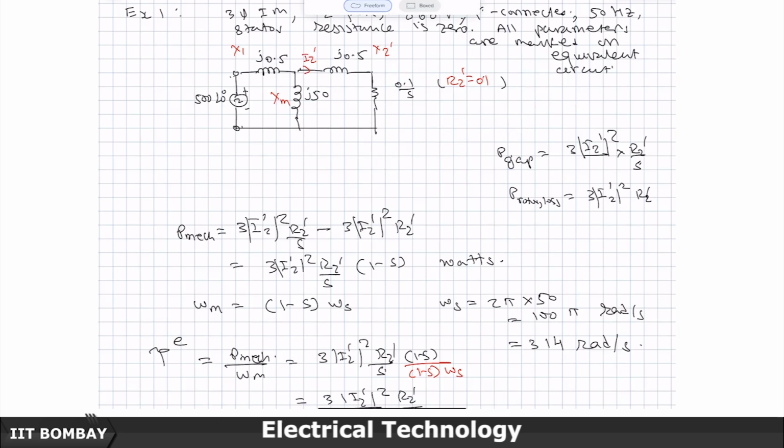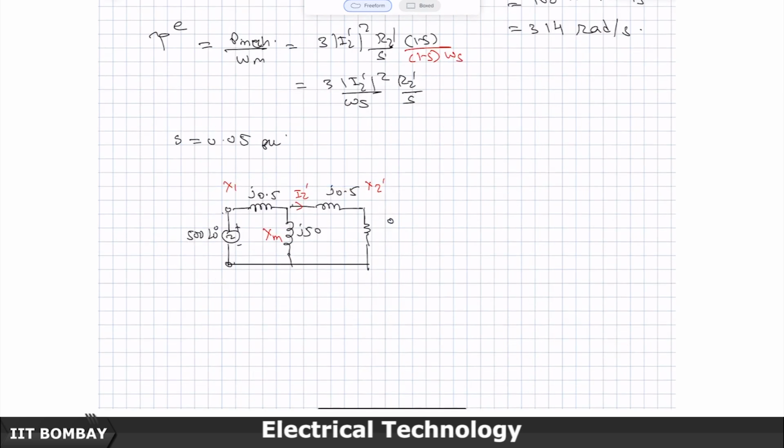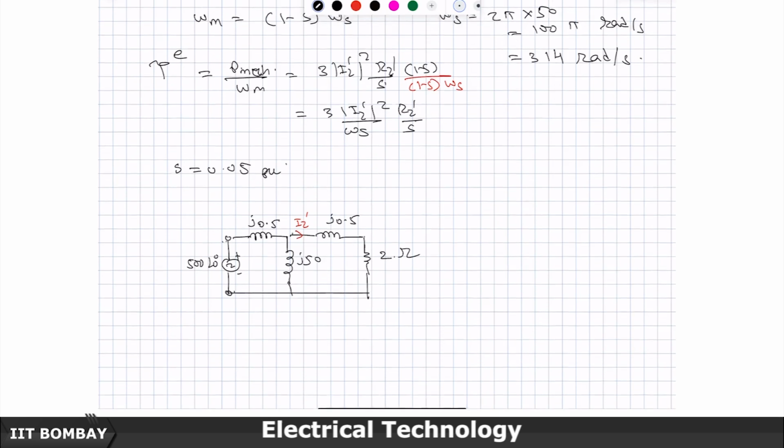So, let us do that. Let me pull this circuit down, and now that I have specified this, I do not need all this. This number will become 2 ohms. Now, what are the two tasks that we have to do? We have to calculate I2 dash, and once I2 dash is known, then we can go ahead and calculate all of this.